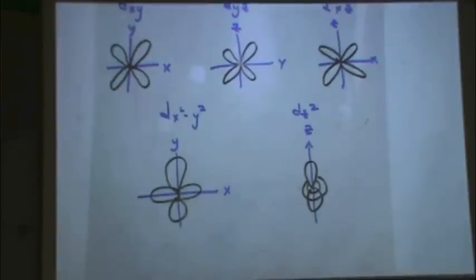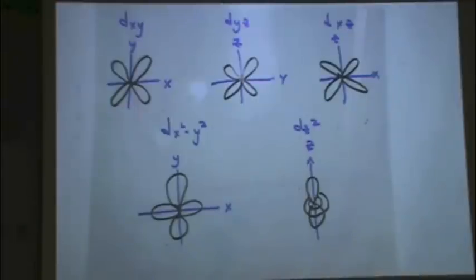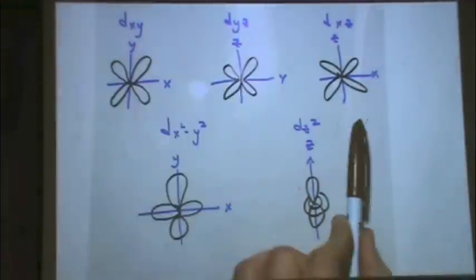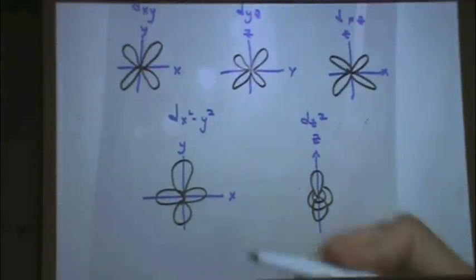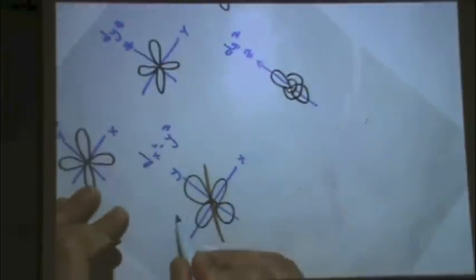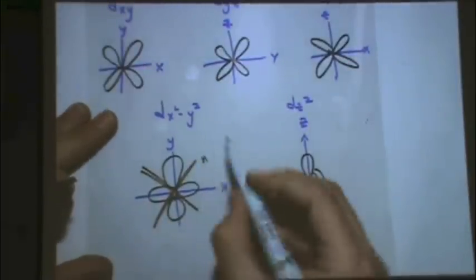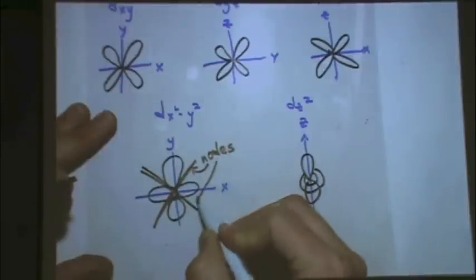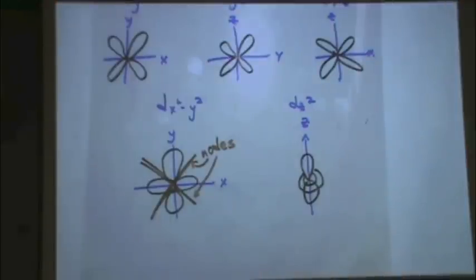Okay, let's just make sure we know where the nodes are. Again, how many nodes did we say there were? Two. The nodes are the axes, they're actually planes. So, one, two. One, two. One, two. And then this one, the nodes are this way. One and two. This is the DZ squared, the DX squared minus Y squared. Node here, here, and there. For the last one, I wouldn't have you draw it, but for people who are curious, sometimes they're conical, two conical nodes.